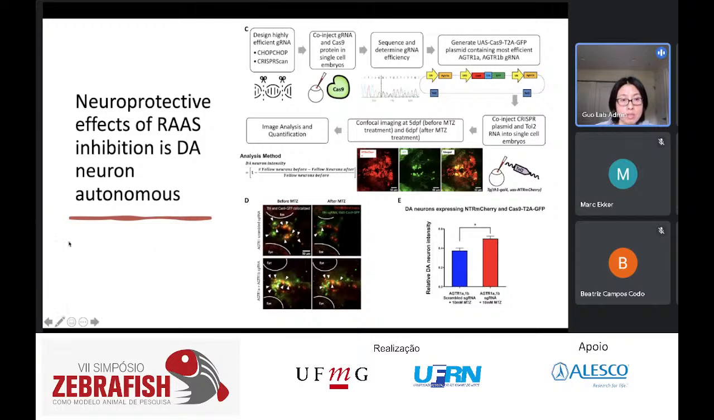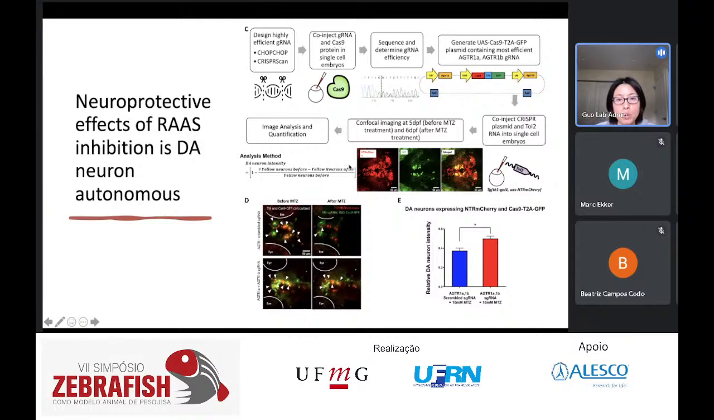To address this question, or test this hypothesis, we used a conditional CRISPR approach. What we did is we designed guide RNAs that can specifically target the AGTR1A as well as 1B receptor. We co-inject these guide RNAs together with Cas9 in the UAS vector system. We inject these into a transgenic zebrafish where GAL4 is expressed under the TH promoter, so therefore it's expressed in dopaminergic neurons.